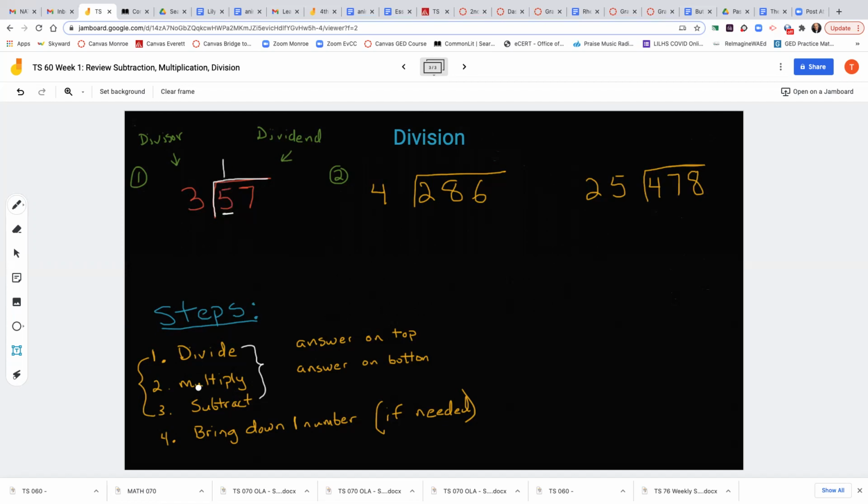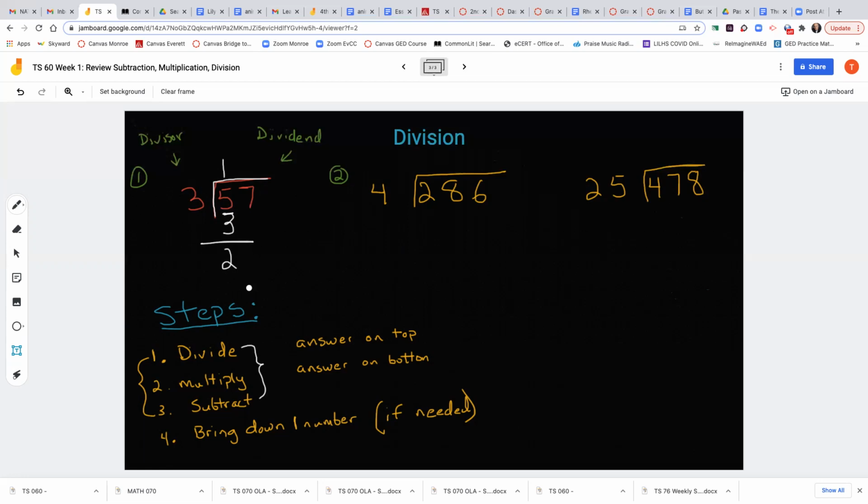Okay. Step 2 says to multiply and put your answer on the bottom. So I take my number on top times my divisor, put my answer on the bottom here. Okay. Step 3 says I'm supposed to subtract. 3 from 5 is 2. Then I go back to step 1 again. Will 3 divide into 2? Okay. It won't, okay? So in that case, I will bring down the 7.